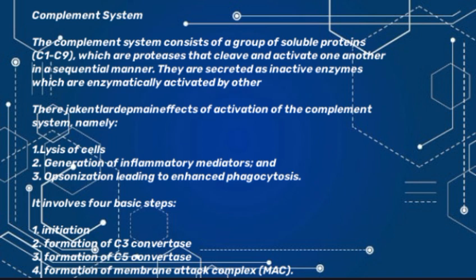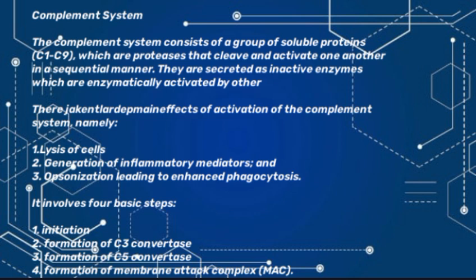Next is the complement system. The complement system consists of a group of soluble proteins, C1 to C9, which are proteases that cleave and activate one another in a sequential manner. They are secreted as inactive enzymes, which are enzymatically activated by other complement proteins. Next are the three functions of the complement system.